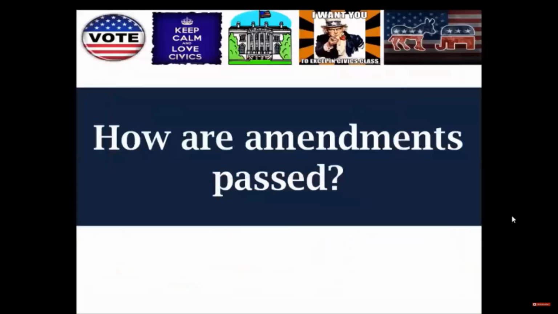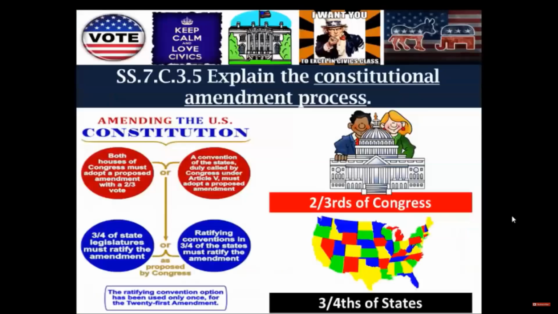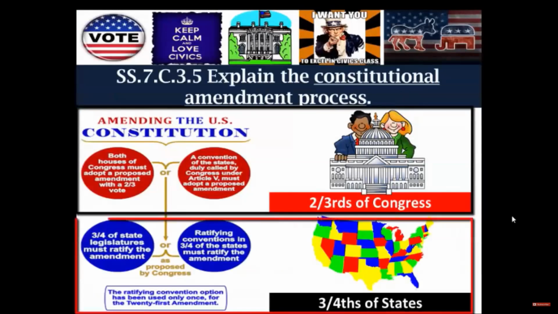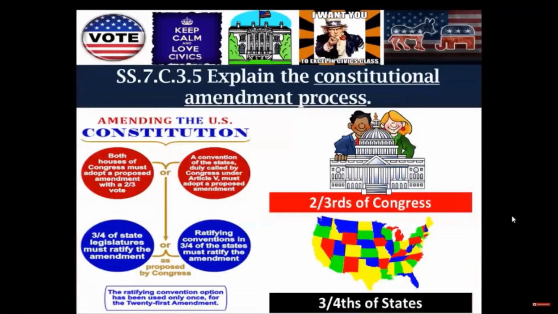How are national amendments passed? For federal amendments or national amendments, it requires a 2/3 vote of both houses of Congress and 3/4 of state legislatures or conventions. Remember, 2/3 of Congress, 3/4 of the states. We'll look at state amendments in a minute, but this is how you make national amendments.